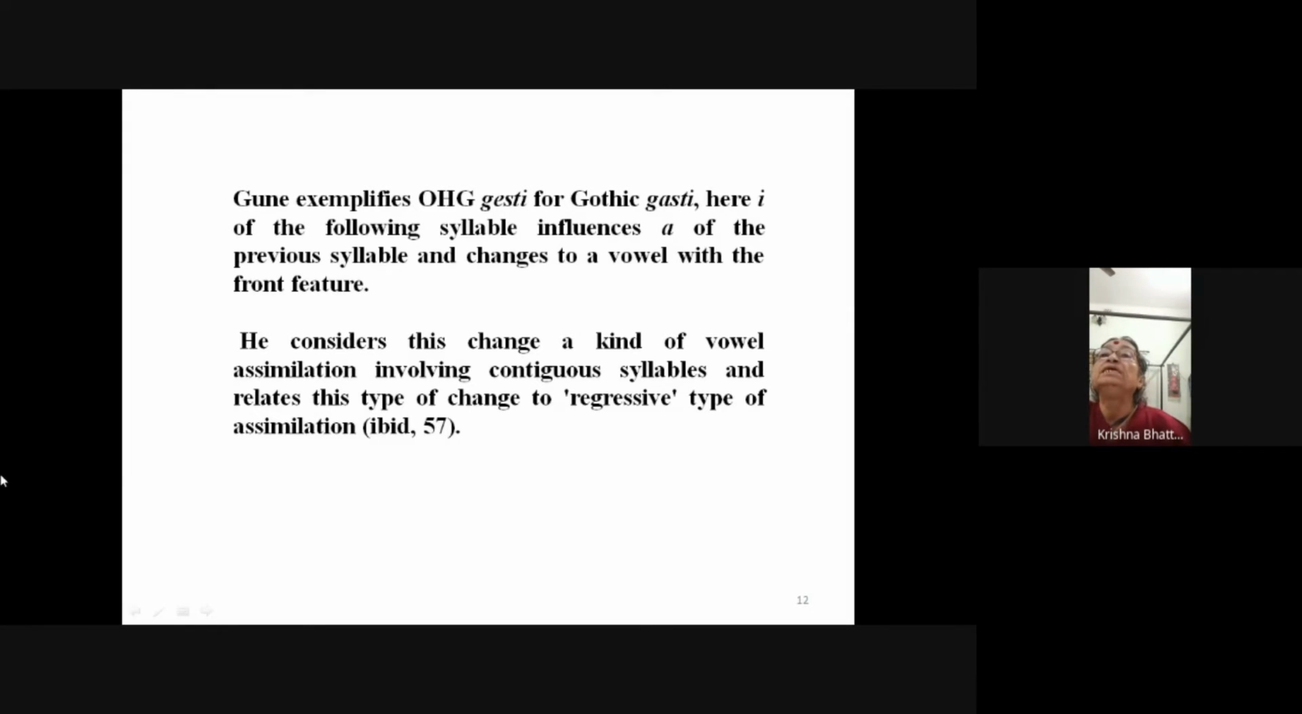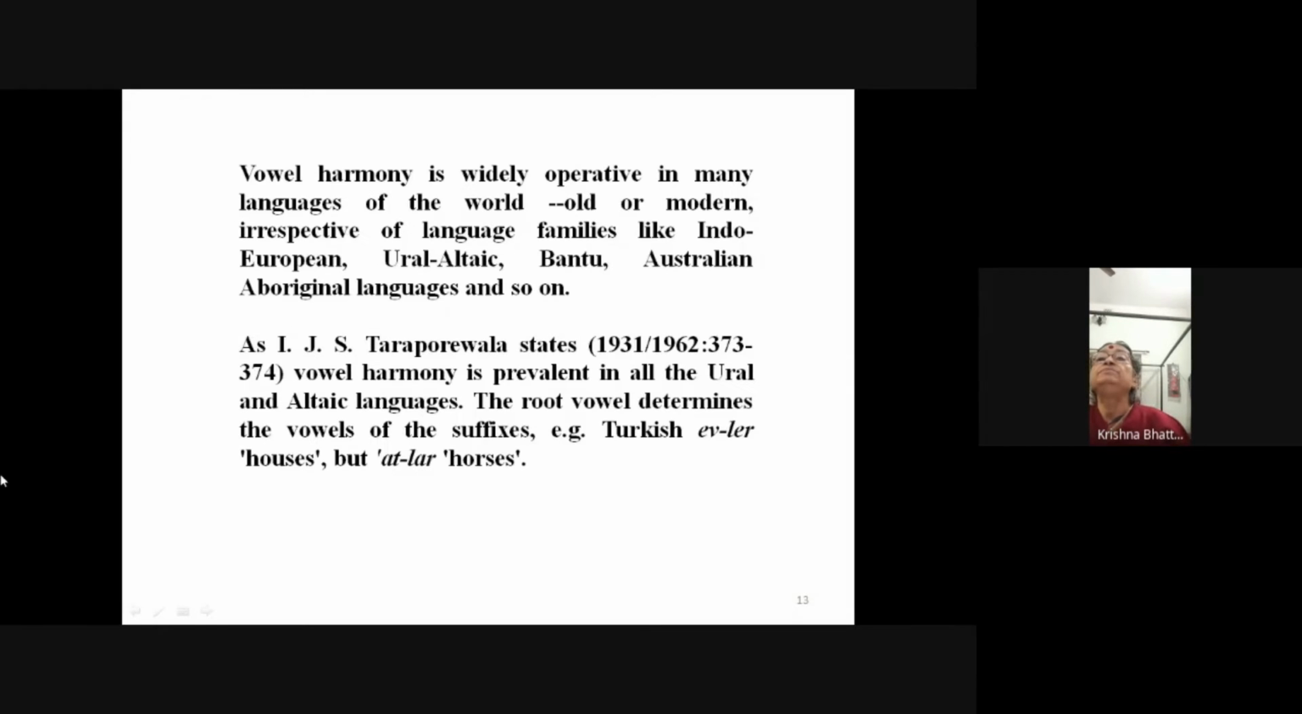He considers this change a kind of vowel assimilation involving contiguous syllables and relates this type of change to the regressive type of assimilation. That is, what is so far described as umlaut is regressive vowel assimilation.